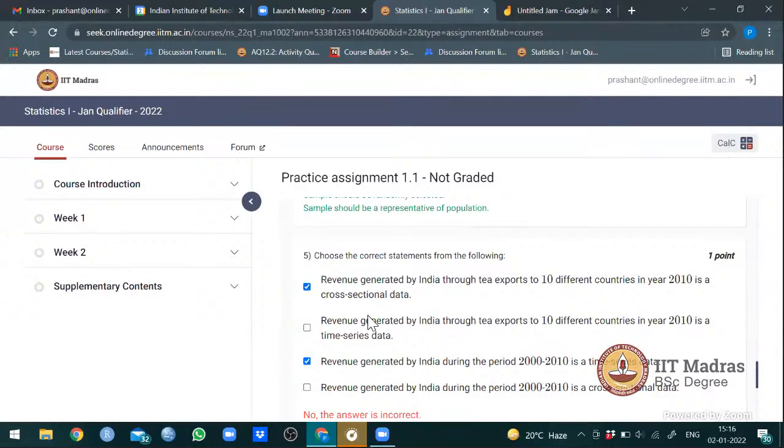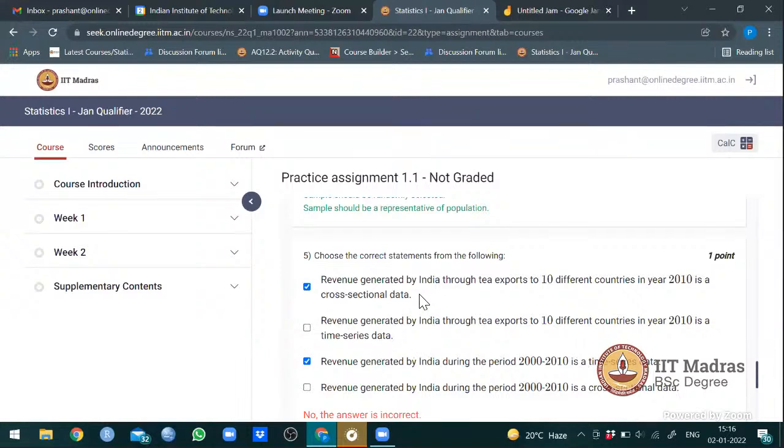Because what is cross-sectional data? Data collected at a fixed time. Here data is collected in the year 2010. Here time does not vary, and time series data is collected over time, meaning time will vary. And here your time is varied over 10 years: 2000, 2001, 2002, 2003 up to 2010. Data is collected over the years, over time. Then it will be time series data, and the other will be cross-sectional data.